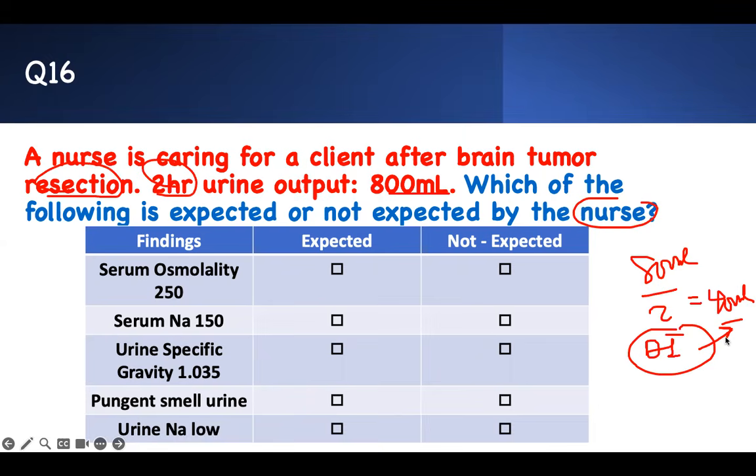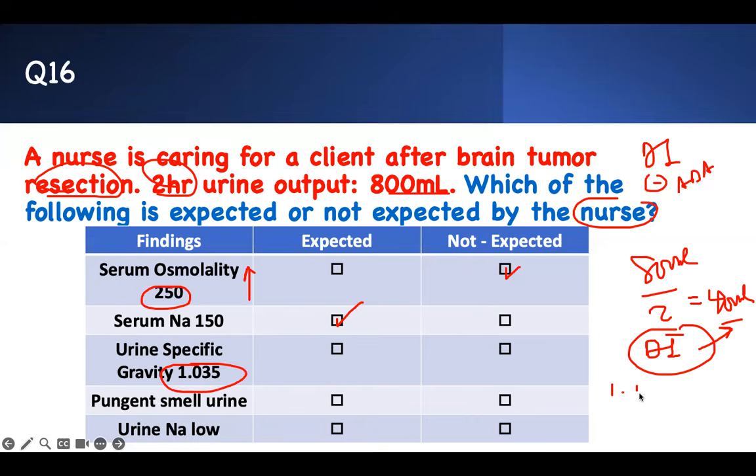So what do you think? DI, well, I don't have ADH. Therefore, my urine is going to be diluted. Serum osmolarity is 250. It's too low. It's not expected. If you have DI, serum osmolarity goes up. Serum sodium goes up, yes. Urine specific gravity, this is too high.